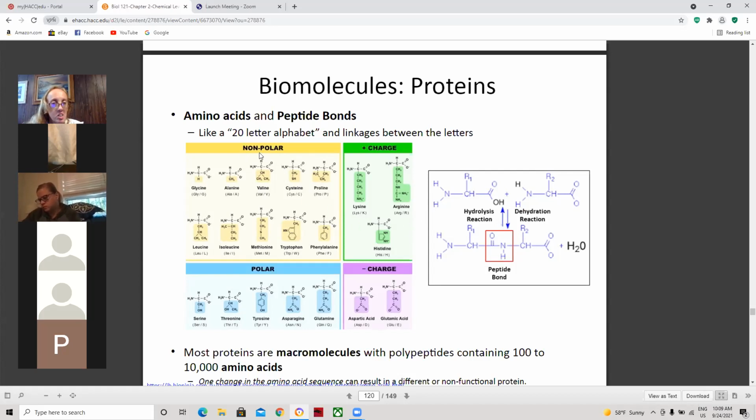So the amino acid sequence, there's 20 amino acids. And this is like a 20-letter alphabet, where each one of these is 1 letter. And each letter has its own chemical properties. They can be classified into nonpolar amino acids, charged amino acids, polar amino acids, and more charged amino acids. So positive charged amino acids and negative charged amino acids.